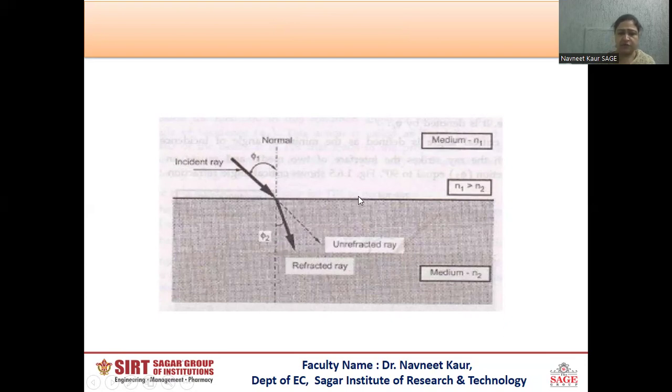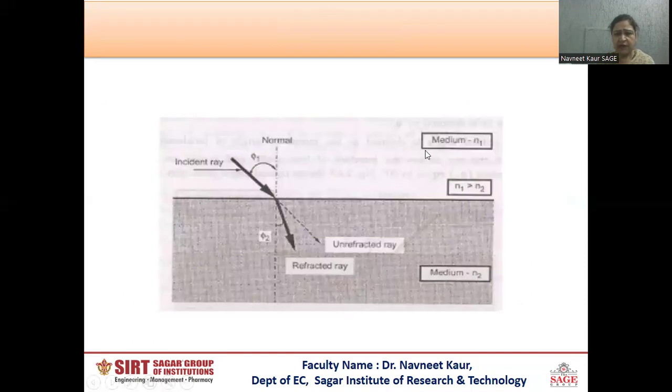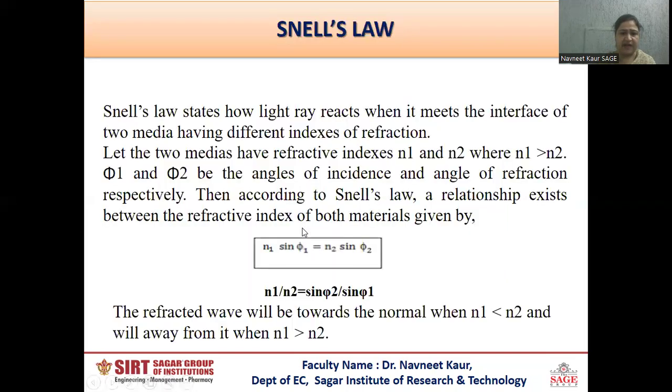According to Snell's law, N1 sin phi1 equals N2 sin phi2. That means N1, the refractive index of the first medium, times sine phi1, the angle of incidence, is equal to N2, the refractive index of the second medium, times sine of phi2, the angle of refraction.